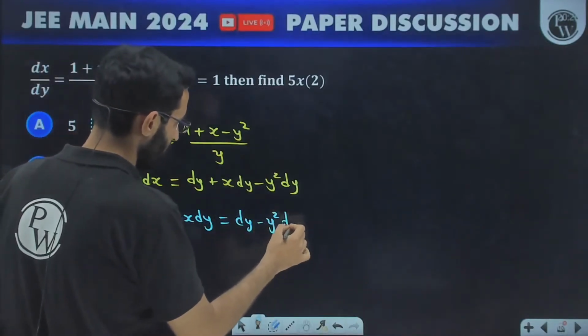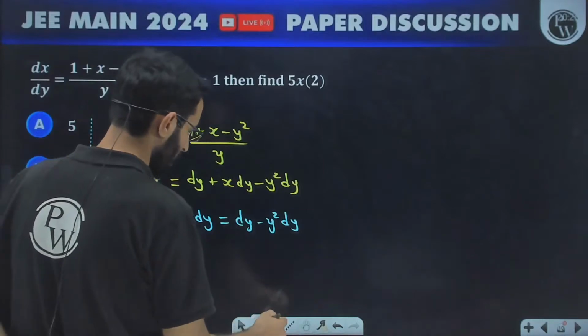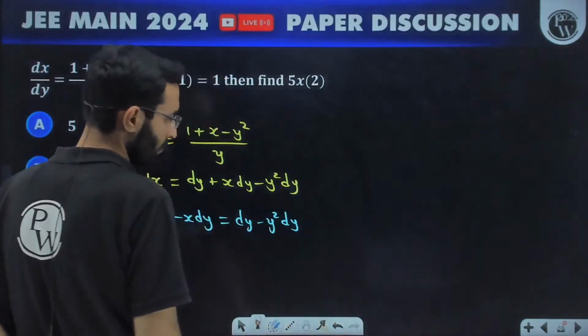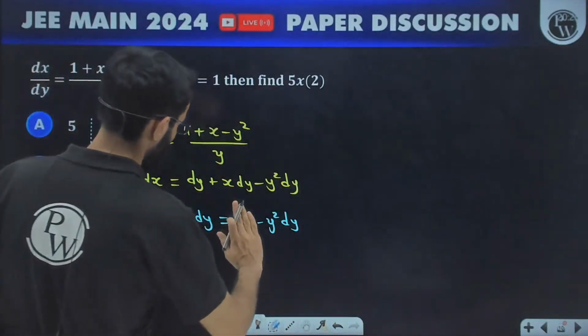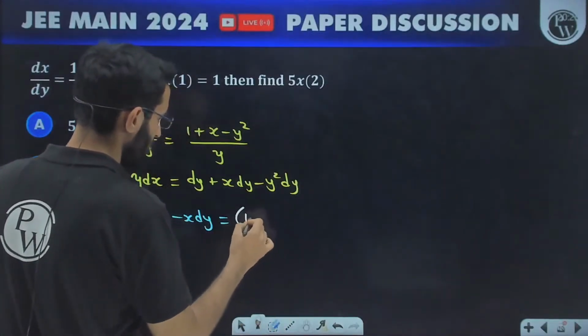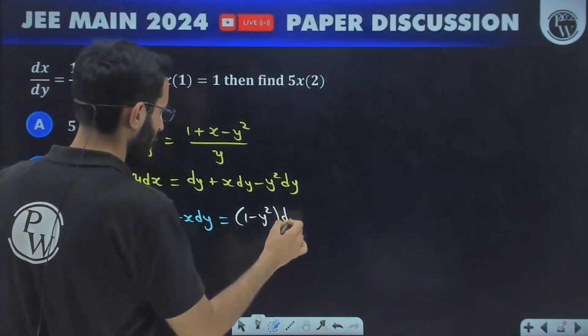This dy minus y square dy. Or if you take this dy common, you can write this as 1 minus y squared. All depends on you. Hope you are getting my point, students.